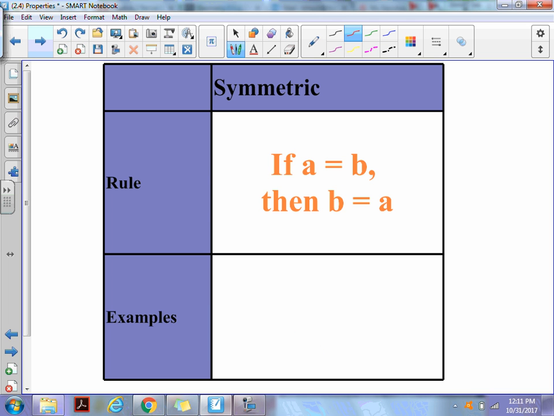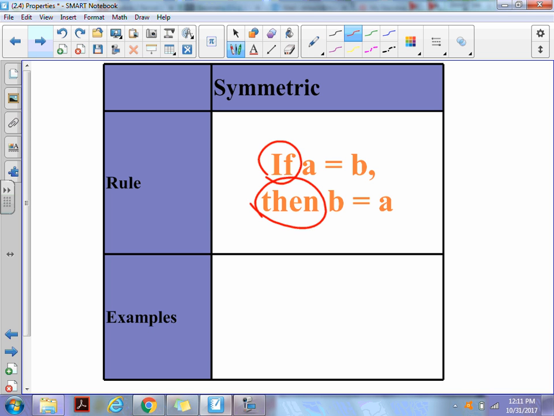Symmetric is the second one. It says if A equals B, then B equals A. So, something I want you to notice, there's two things going on. We have an if and we have a then. Symmetric gets confused with commutative a lot. So I want to make that clear right now. Commutative is the order. Symmetric is the side that it's on. And the symmetric usually has an if and a then.